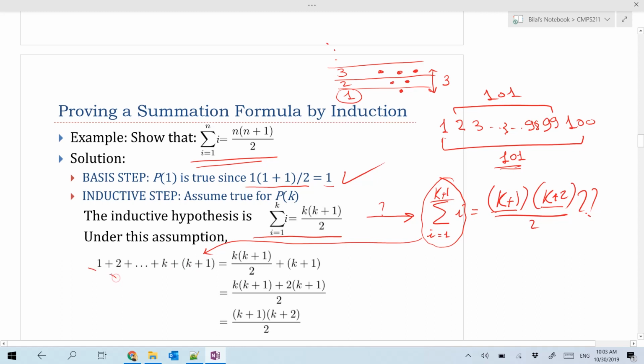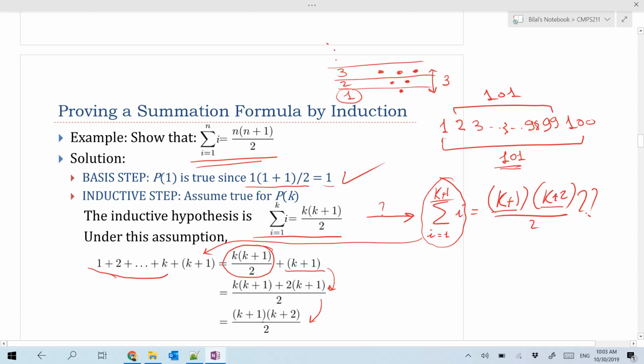But we know that this part of the sum, based on our assumption, is equal to this formula a priori. We are proving this. But if we are using this assumption, if we add k plus 1 to it, we do very basic simple math, and we can conclude that finally the summation from 1 to k plus 1 must be necessarily equal to this formula here.